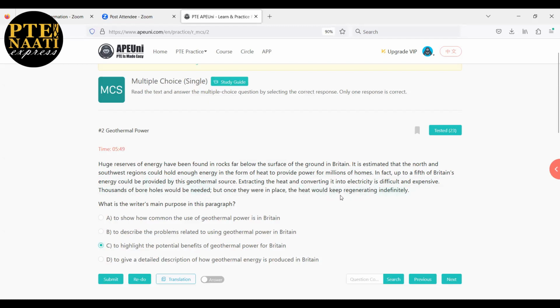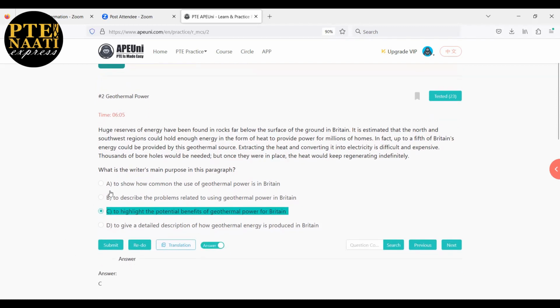The heat would keep regenerating indefinitely. We can use it again and again. So it is much better if you go for the second one, because this is not a detailed description. Yes. So when we check the answers, we see the results.